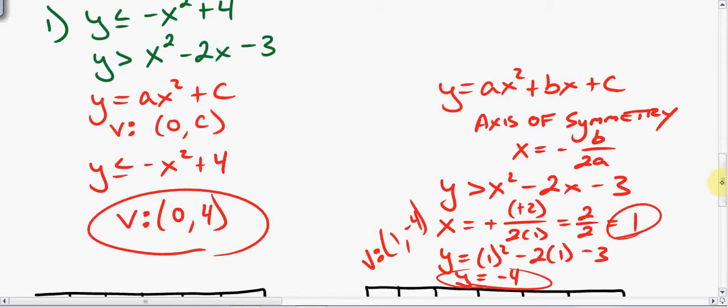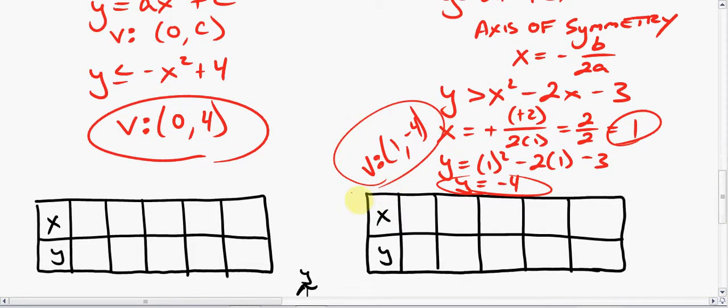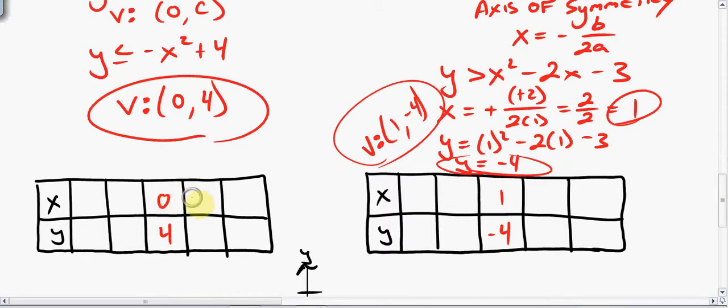So we're going to use that information. Here's the vertex. I'm going to put the vertex in the center in each spot. And we want to increase by 1. So I'm going to go from 0 up to 1, then up to 2. I'll go down 1, down to negative 2. And then I'll come back and I'll finish this one up later.